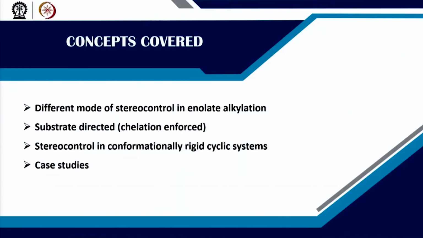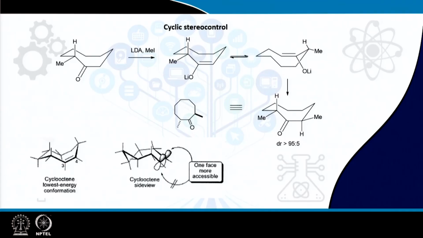So, these are the few topics which are intended to be covered in today's lecture: different modes of stereo control in enolate alkylation, substrate directed as we said, and mainly this part is going to be focused in a little bit of detail, stereo control in conformationally rigid cyclic systems. That is one of the most significant parts of today's discussion.